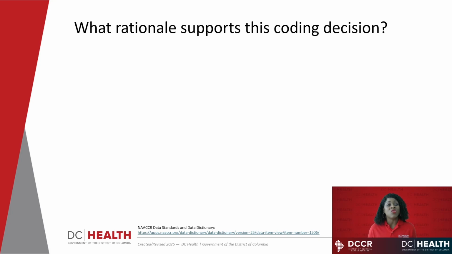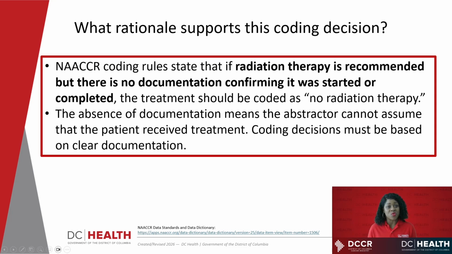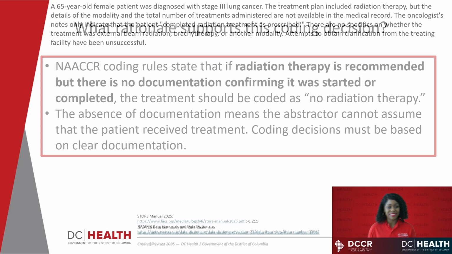Now let's get into the rationale that supports this coding decision. The NAACCR coding rule states that if radiation therapy is recommended, but there is no documentation confirming it was started or completed, the treatment should be coded as no radiation therapy. The absence of documentation means the abstractor cannot assume that the patient received treatment. Coding decisions must be based on clear documentation.